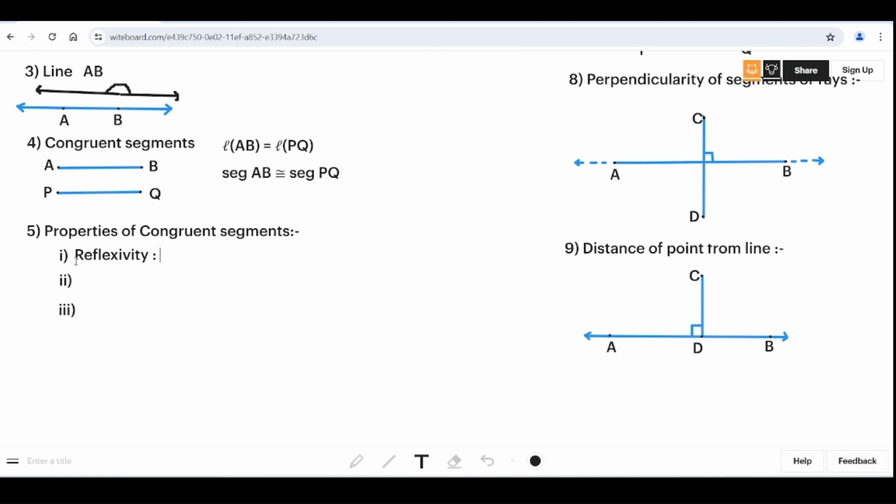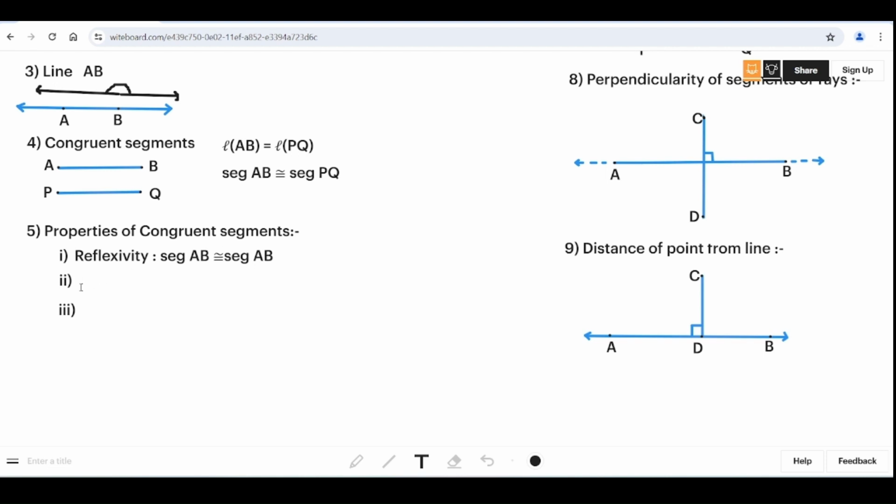We can say that each segment is congruent to itself. Means any segment is congruent to, means it is equal to itself. So it is given by segment AB is congruent to itself, that is segment AB. It is called the reflexivity property. Means each segment is congruent to itself.